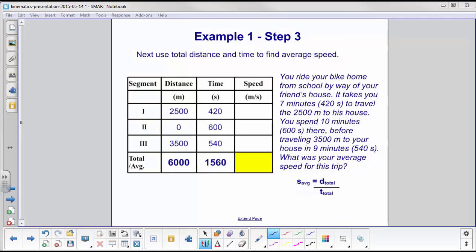Step 3 will be to use the formula we discussed a little bit earlier, where the average speed equals the total distance divided by the total time. And you can see that's right over here. And this is going to give us our average speed. In the meantime, we had added the times up and got a total time of 1,560 seconds. We will divide 6,000 by 1,560 and fill in this box over here.